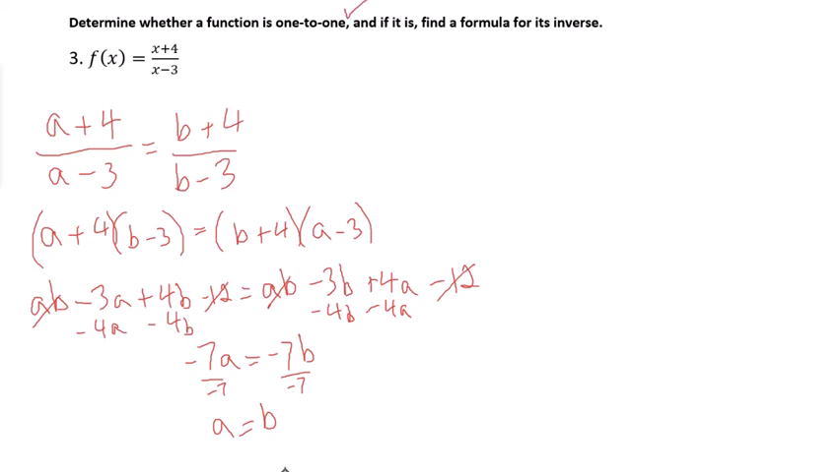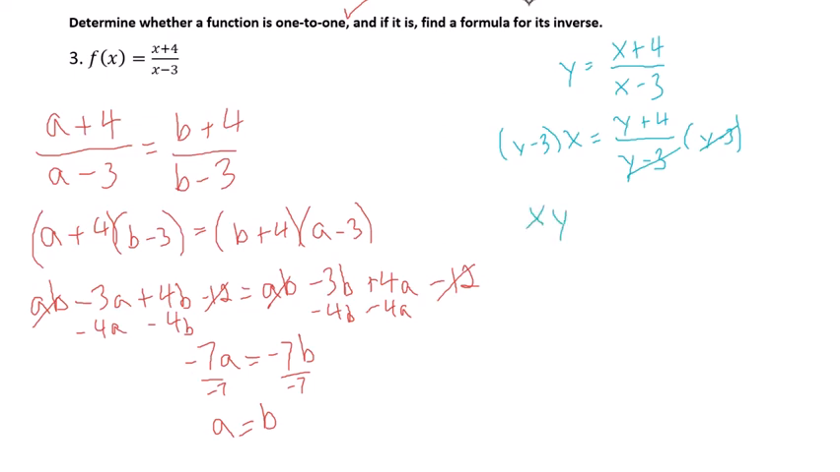Well, now we need to find the inverse formula. So we're going to do y equals x plus 4 over x minus 3. Switch your x and y's, x equals y plus 4 over y minus 3. Multiply both sides by y minus 3. Cancels that. xy minus 3x equals y plus 4.